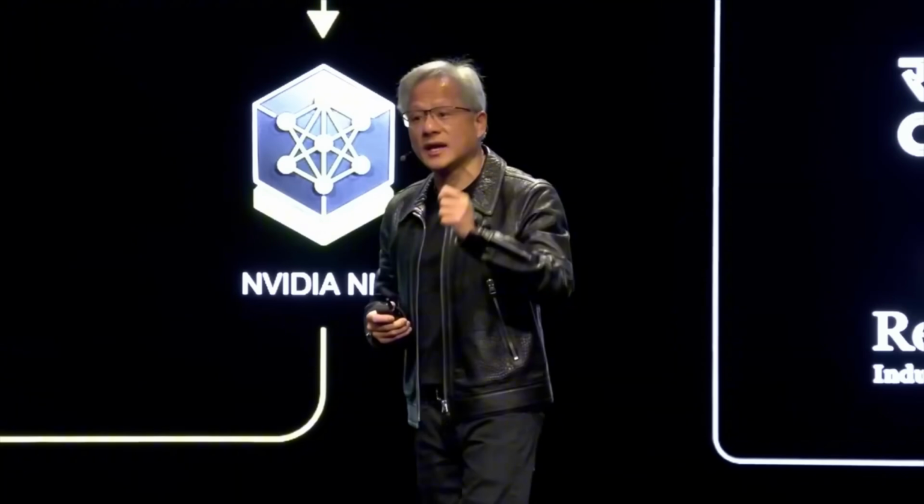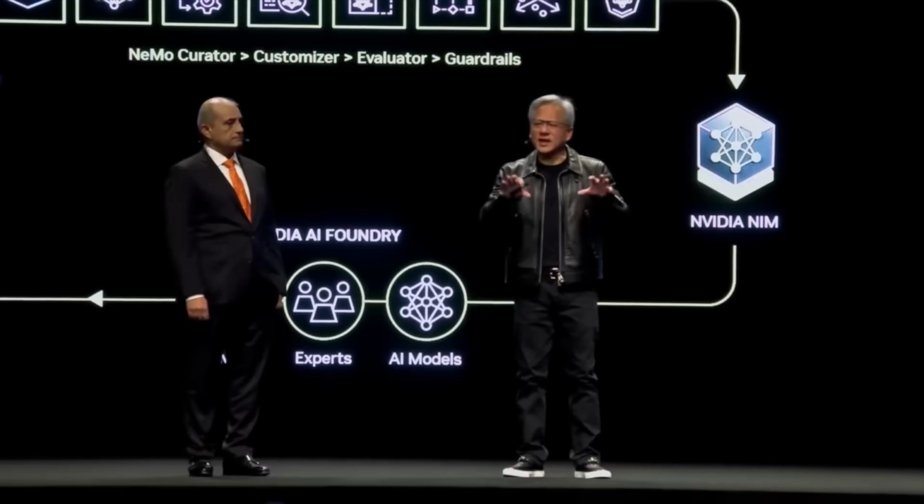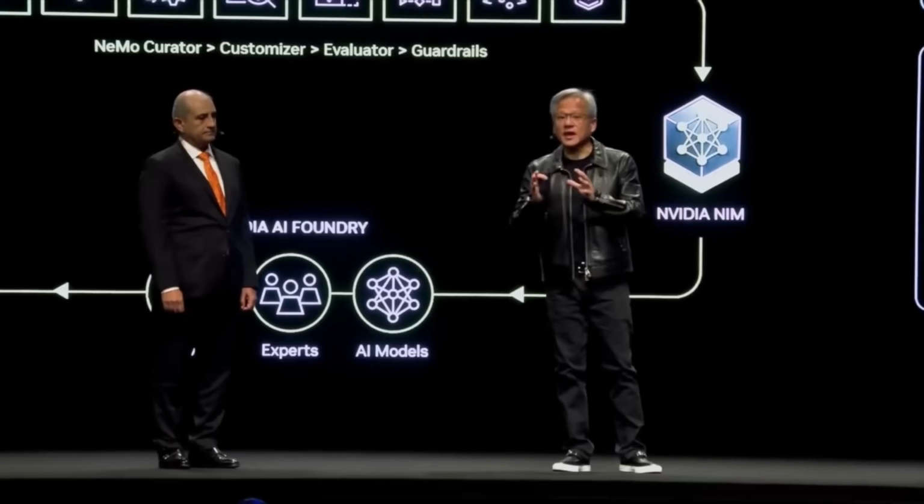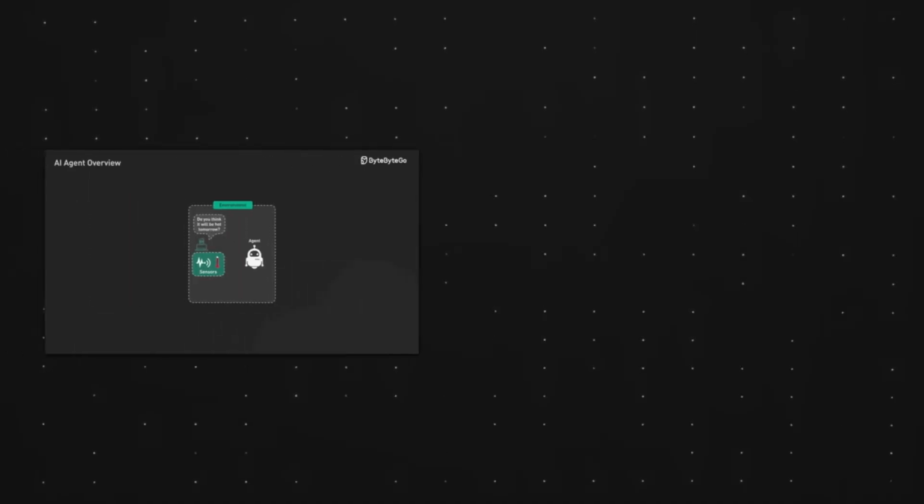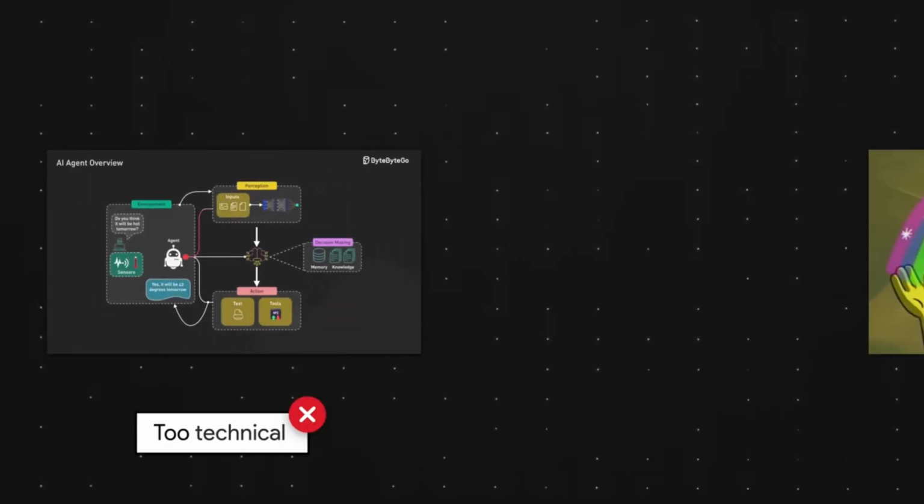AI. More agentic capabilities. An AI agent. Agents. Agentic workflows. Agentic. Alright, most explanations of AI agents are either too technical or too basic.